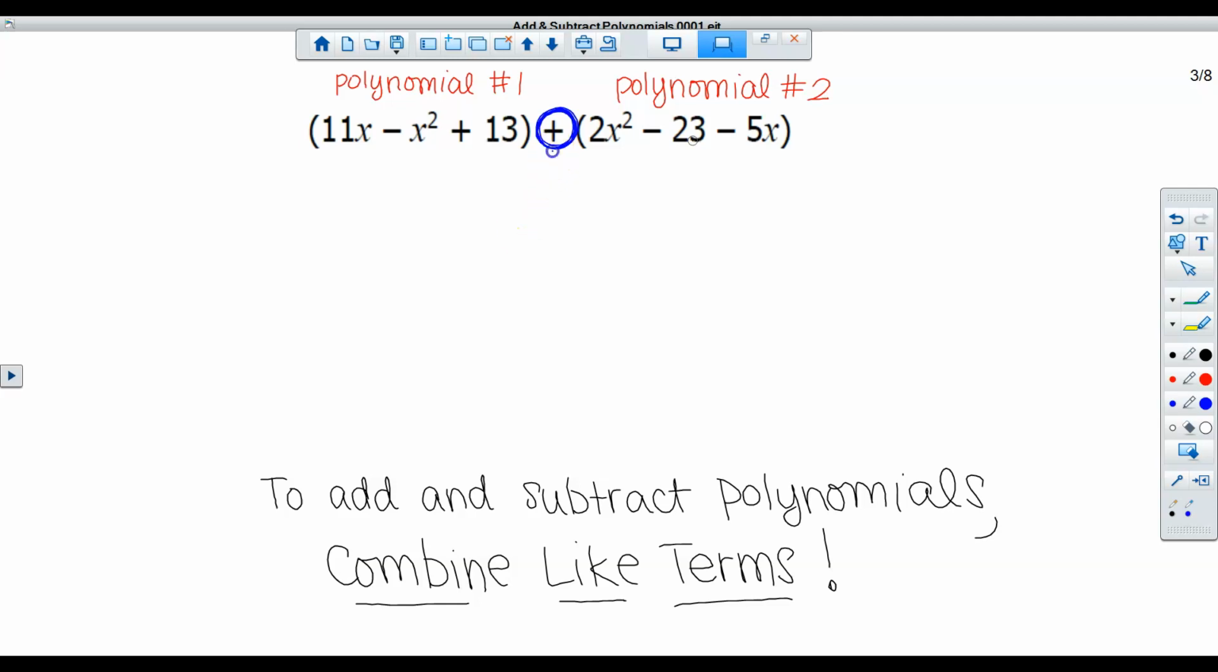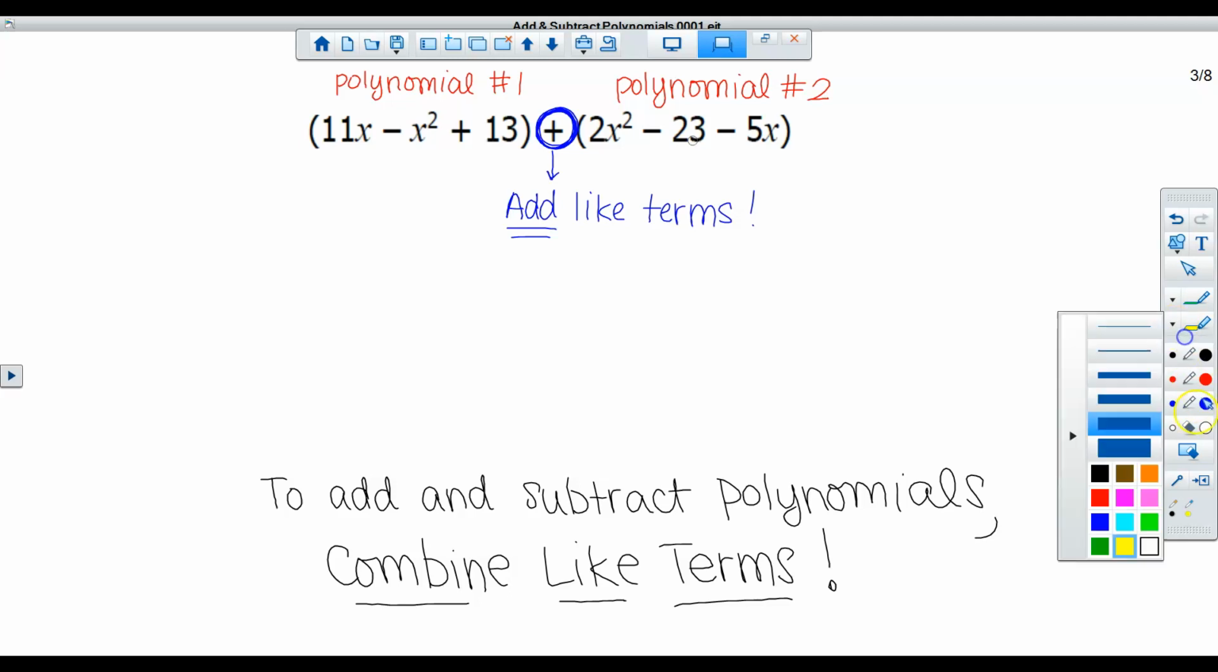This is an addition problem, so this sign is telling me to add like terms. So it's an addition problem, add your like terms. So here we go.